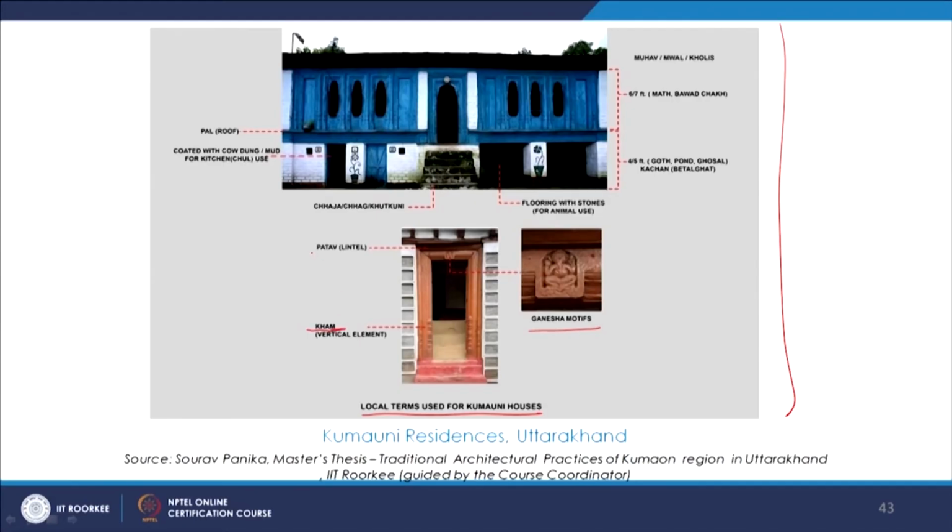So, the vertical element, the lintel is called patav, and then there is chhajja, and the roof is called the pal. So, this system of local parlance and to understand the vocabulary which is used in a particular region is also an important tool to analyze and understand and decode the interior architecture and the craft practices.